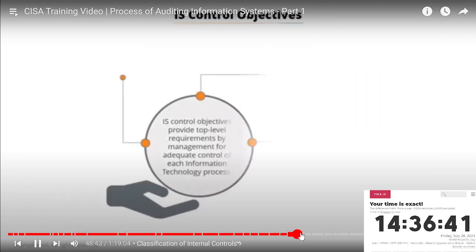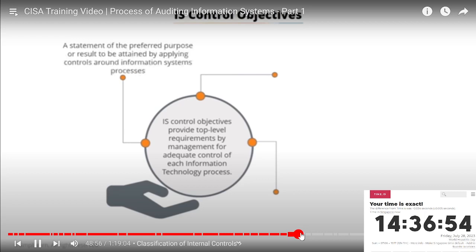Now, IS control objectives are top-level requirements that management sets for adequate control of each IT process. IS control objectives are, first of all, a statement of the preferred purpose or result to be attained by applying controls to particular information systems. In other words, by implementing this control, whether it be a physical login sheet, an anti-malware system, or whatever it might be, what is it you want to attain by doing this? What do you hope will be gained?